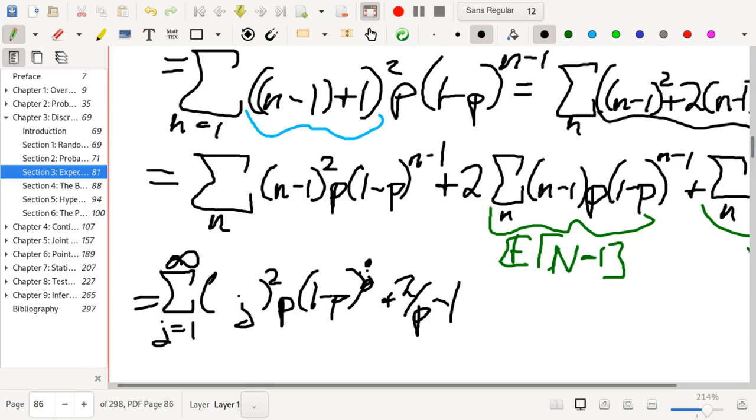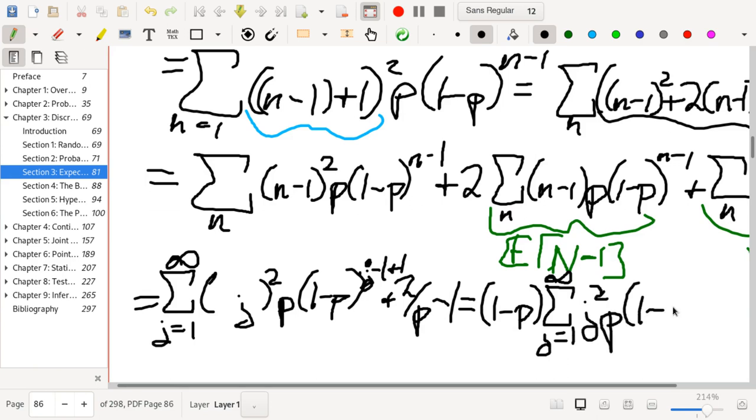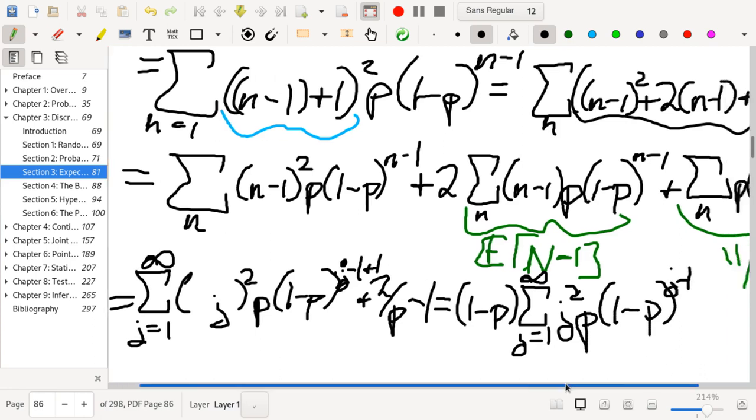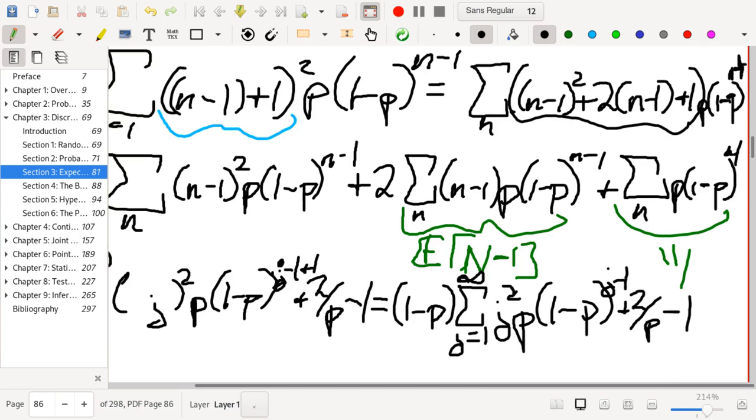And this is now looking almost like the expected value, except for the power up here is wrong. It should be j minus 1 to have the probability mass function, but we've got j instead. Okay, so we'll replace that with j minus 1 plus 1. Okay, and to account for the plus 1, that means that what we need to do is factor out a 1 minus p. So, all told, we will have 1 minus p times the sum from j equals 1 to infinity, j squared p, 1 minus p to the power j minus 1, plus 2 over p minus 1. And that sum is what we started with.